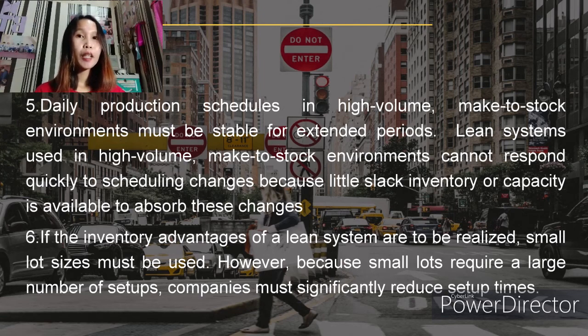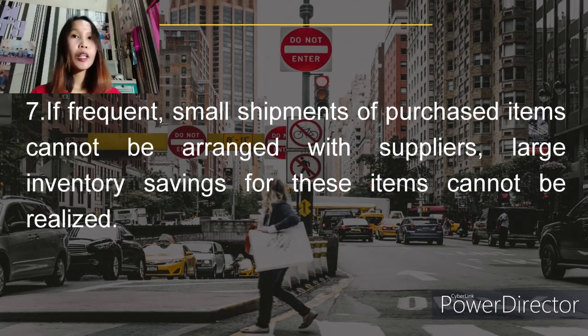Sixth, if the inventory advantages of a lean system are to be realized, small lot sizes must be used. However, because small lots require a large number of setups, companies must significantly reduce setup times. And lastly, if frequent, small shipments of purchased items cannot be arranged with suppliers, large inventory savings for these items cannot be realized.